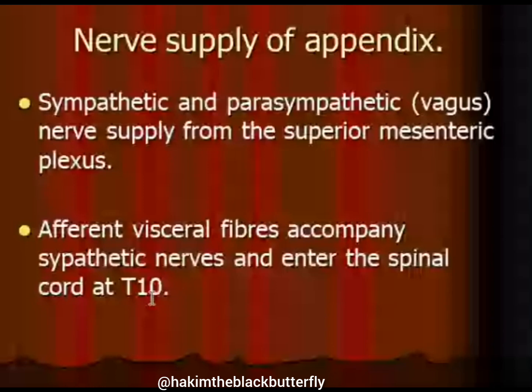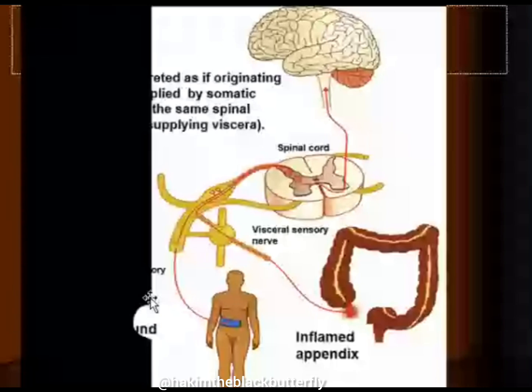And I will show you an illustration to prove it. So here we are seeing the spinal cord, and this segment of the spinal cord is T10. The sympathetics of the appendix are coming from T10 and they are going to the appendix. But skin over the umbilicus is also supplied by T10, meaning that T10 segment of the spinal cord supplies both the appendix and the skin around the umbilicus.